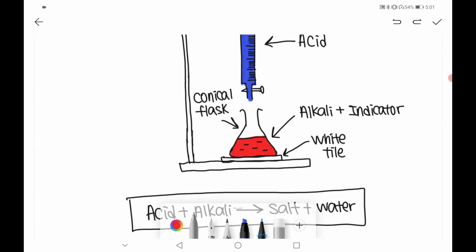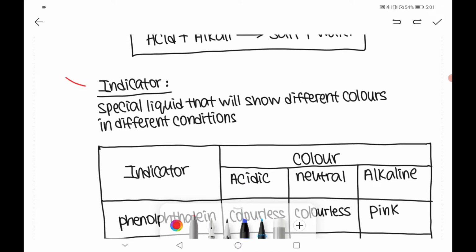So what is indicator? Indicator is a special liquid. Indicator is not a solid. Indicator is not a gas. So what is so special about indicator? Indicator will show you different colors in different conditions. When you put indicator in different conditions, the indicator will give you different colors.